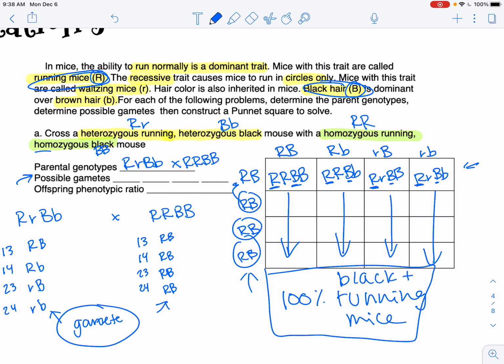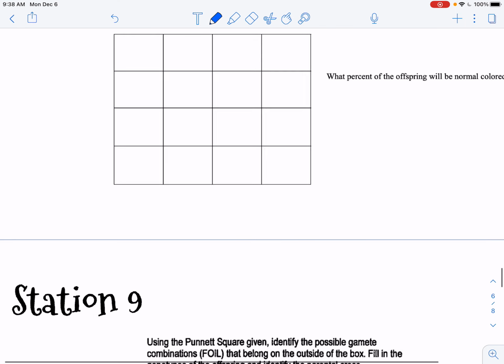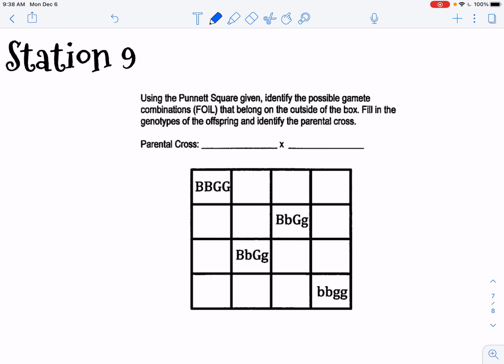That's totally fine. Okay, I'm going to skip down quite a few here, and I'm going to do one of these ones that I like to call backward squares, like this one. So we're going to use the information in the square to try to figure out what the parental cross is. Okay, so first, let's go through and remember.